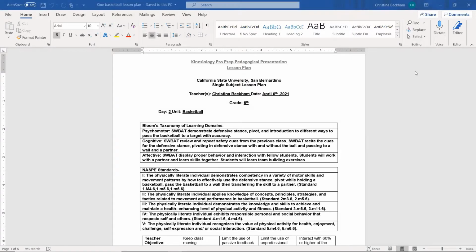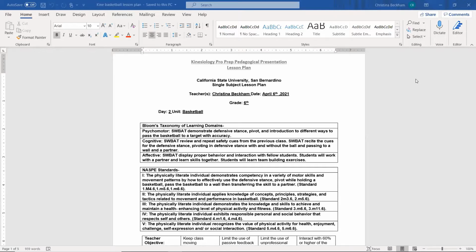This is my basketball lesson plan for day 2 for 6th grade. The Bloom's Taxonomy learning domains. Psychomotor: the students will be able to demonstrate defensive stance, pivot, and have an introduction to different ways to pass the basketball to a target with accuracy.